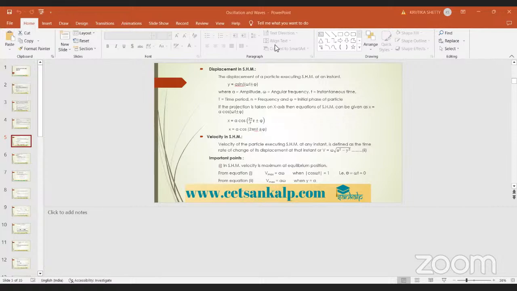Then velocity in simple harmonic motion. The velocity of the simple harmonic motion is given by, you can see the equation, v is equal to omega under root of a square minus y square. So what is omega here? Angular frequency. What is a? Small a is nothing but the amplitude. Then y is the displacement.